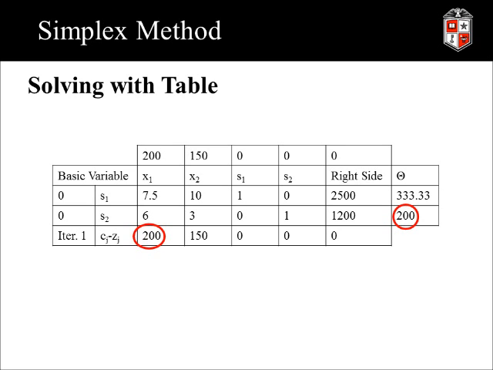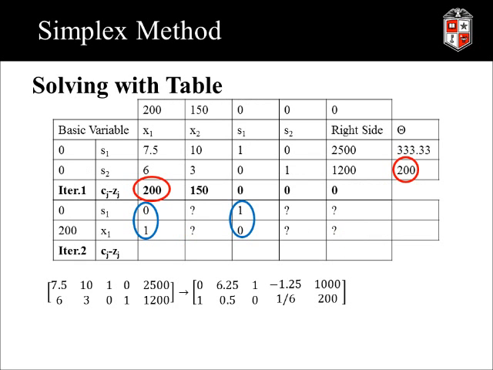From the values of theta, we have to select the minimum value, and by looking at the maximum value in the last row and the minimum value in the theta column, we will know which basic variable will be leaving and which variable will become a basic variable in order to improve our next iteration. From these values, we can see that the variable S2 will be leaving the basic variables, and the variable x1 will become a basic variable.